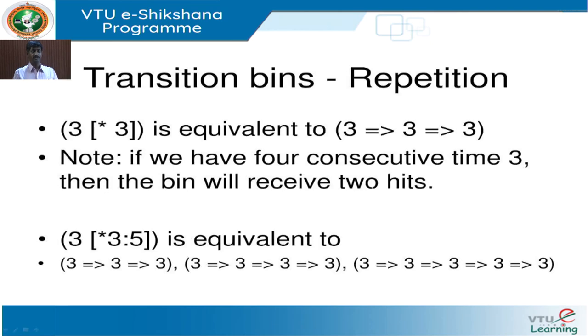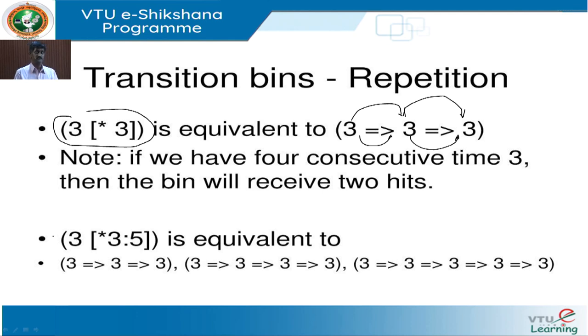So I can do repetition also in transition bins. So this is a simple example. 3 into 3 is nothing but whenever 3 occurs followed by a 3 followed by a 3. So this is the next sample value, present sample to the next sample to the next sample. Note, if we have 4 consecutive 3s, then the bin will receive 2 hits. So this is the one hit, this is the second hit, 2 hits.